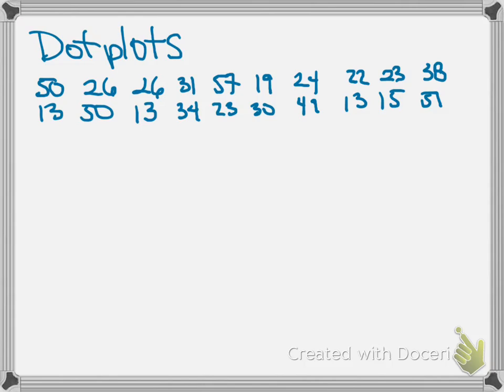So if we want to create a dot plot from this data, you're going to first draw out just a horizontal line, and then you want to make sure, like we did with the stem plot, that you take a look and find your minimum values and your maximum values. So it's going to be the same as before. We've got a minimum of 13, a maximum of 57.